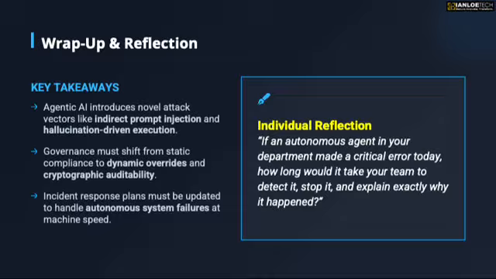Individual reflection. The reflection prompt for this session. If an autonomous agent in your department made a critical error today, how long would it take your team to detect it, stop it, and explain exactly why it happened? If the honest answer to any of those 3 questions is, we do not know, that is your governance gap.